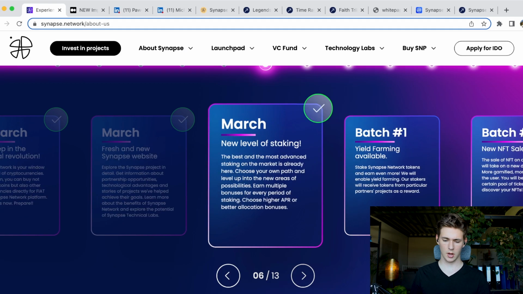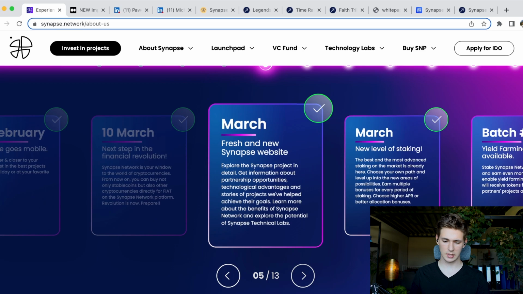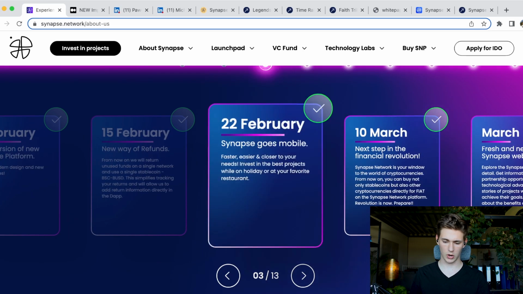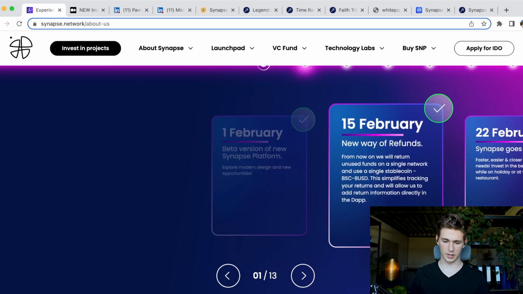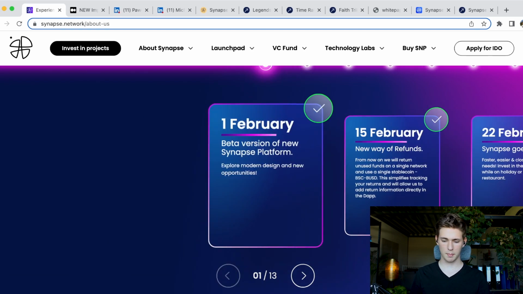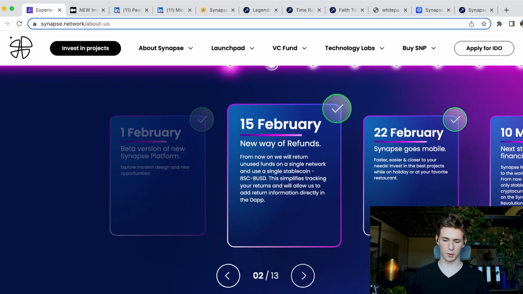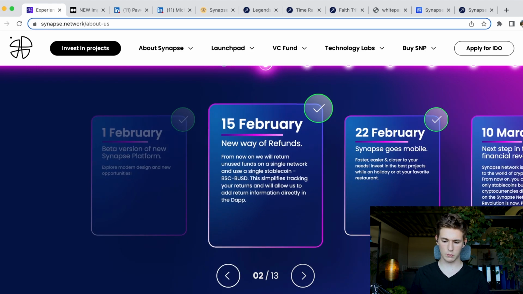We see here a bunch of cards. The ones with a check mark means that they have been completed. So there's a bunch of stuff here. Let's try and move our way over to the first card. Again, not very well done in my opinion. So the 1st of February, the beta version of new Synapse platform. Then the 15th of February, the new way of refunds. So they do have refunds on this Launchpad. From now on, we will return unused funds on a single network and use a single stablecoin, BSC BUSD. This simplifies tracking your returns, okay?